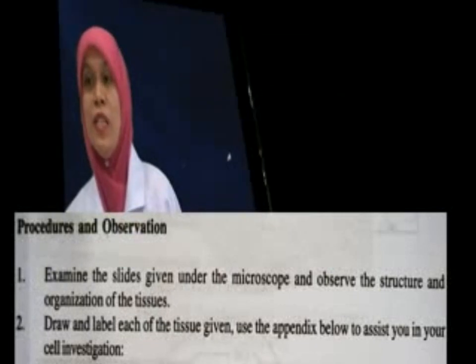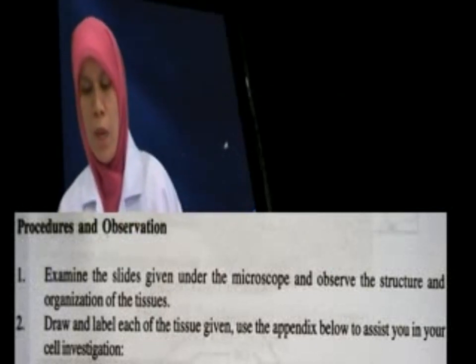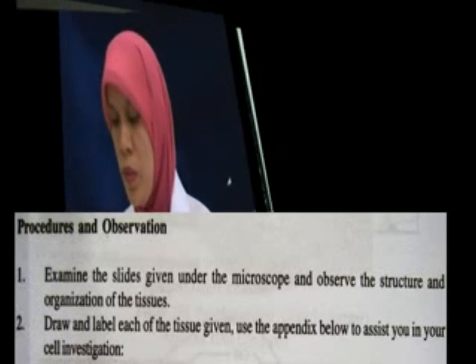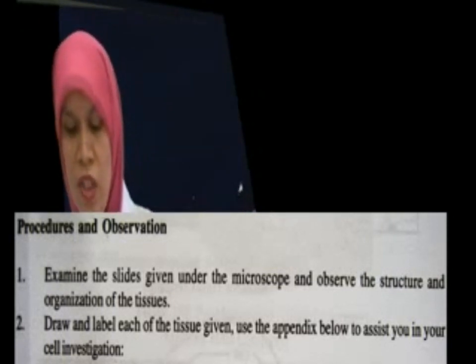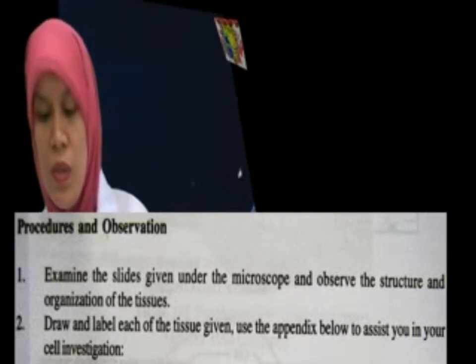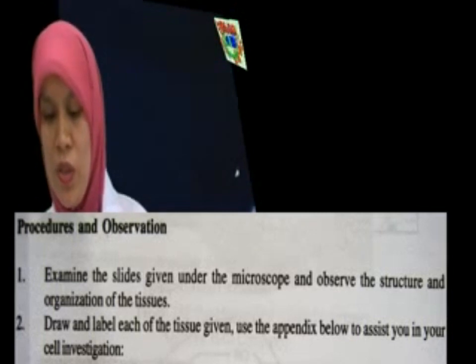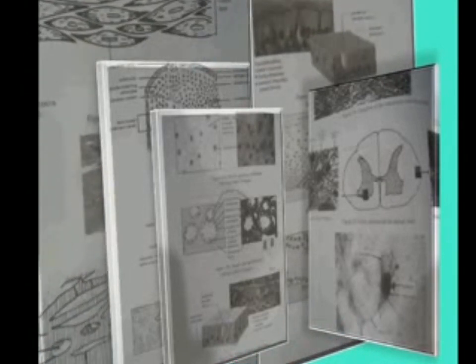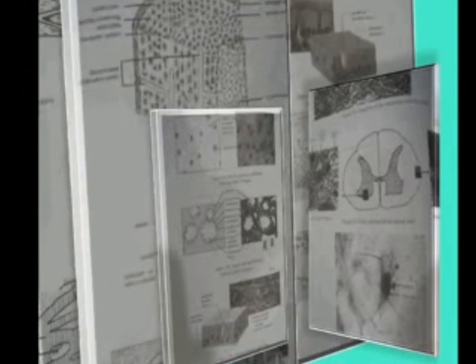Now look at the procedures and observation. Number 1, examine the slides given under the microscope and observe the structure and organization of the tissues. Draw and label each of the tissue given. Use the appendix below to assist you in your cell investigation. You will be guided on what to observe based on the diagram on page 16 until page 22. Try to find tissues as illustrated here.